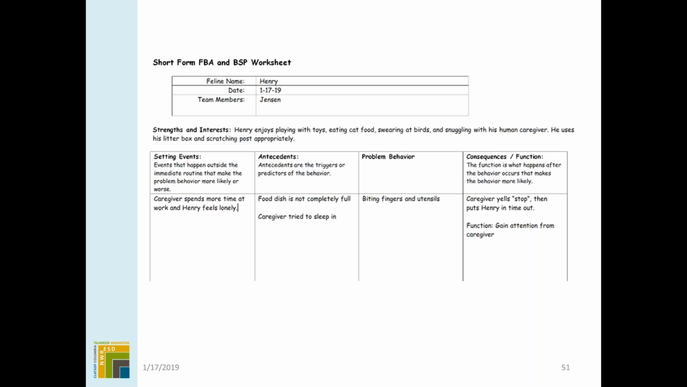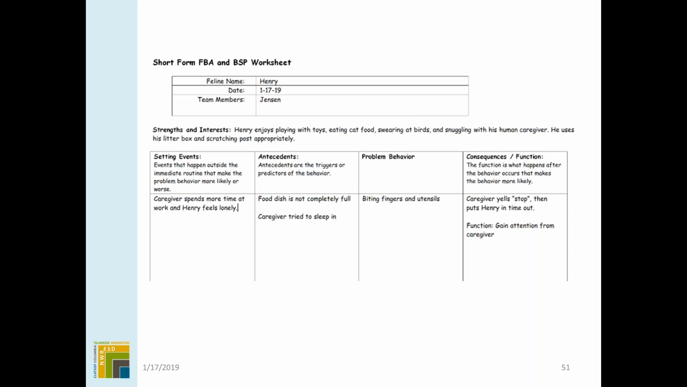The setting event, this happens more often when I'm at work and he feels lonely. If his food dish is not completely full, that makes him mad in the morning. I try to sleep in, so I didn't when he thought I should. Those are antecedents. And then when I sit down on the couch, I eat my breakfast on the couch. Then he often bites me. The consequence, what happens after, I yell at him to stop and put him in timeout, which is not effective for him.